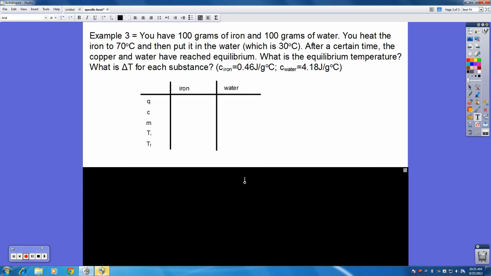The temperature final of the iron equals the temperature final of the water, so it might look from the onset that you've got tons and tons of variables. But for the things you don't have, try to figure out which things will be the same. See how far you can get, and this will be our warm-up question tomorrow. Good luck.